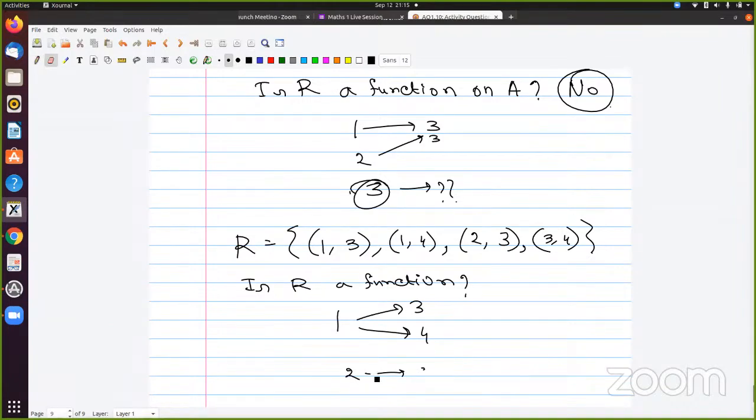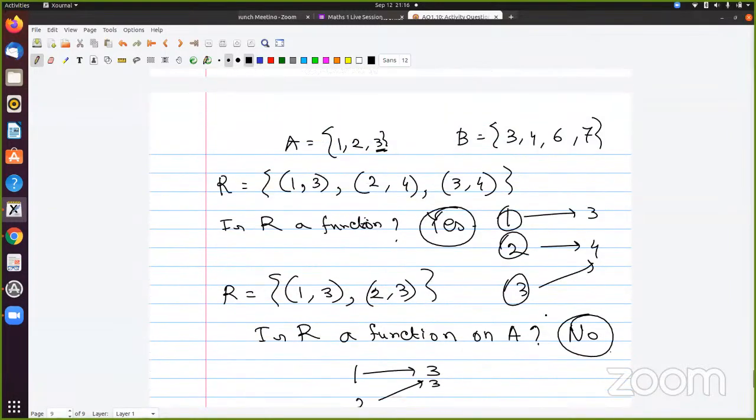And 2 is going to 3, and 3 is going to 4. So 1 is going to 2 different places. That should not be possible. Is that clear? Yes, sir.